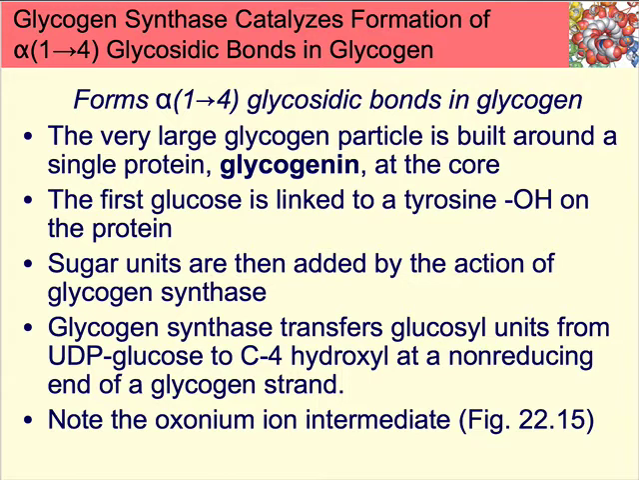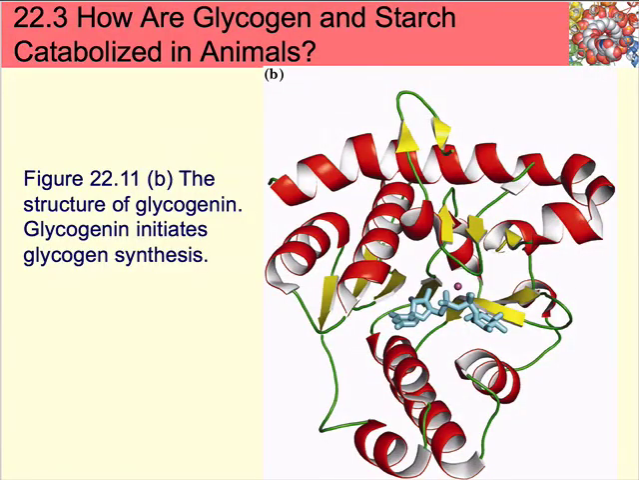The very large glycogen particle is built on a single protein called glycogenin at the core. The first glucose is linked to a tyrosine hydroxyl on the glycogenin protein. Sugar units are then added by the action of glycogen synthase, and glycogen synthase then transfers glucosyl units from UDP glucose to the C4-hydroxyl at a non-reducing end of a glycogen strand. So it's important when we look at the mechanism to note the oxonium ion intermediate. We haven't seen one of those yet, but we will in just a bit.